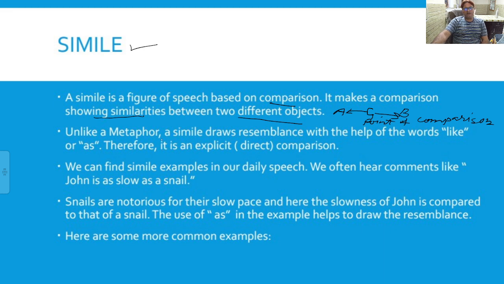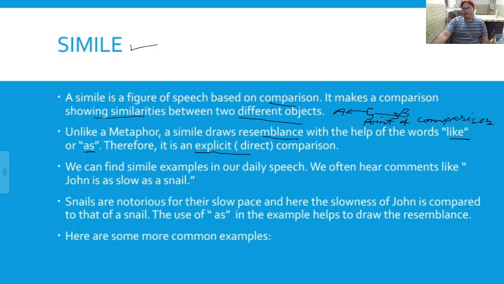Unlike metaphor that we will study further, a simile draws resemblance. Okay, resemblance means external appearance, with the help of the words like and as. These are the two important words with the help of which you can identify this figure of speech anywhere or in any text, in any poem or in any dramatic lines. And therefore, this is explicit or direct comparison. Why?